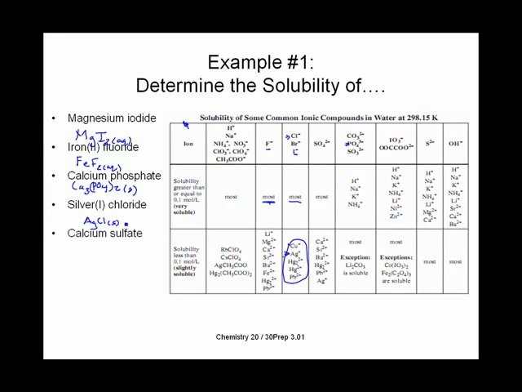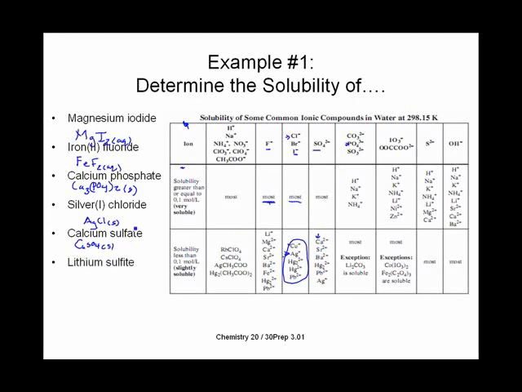Calcium sulfate. Same idea. We find sulfate. There's our sulfate ion. And there's calcium in the second row here, so it means it's insoluble. So the CaSO4 will remain solid in solution.